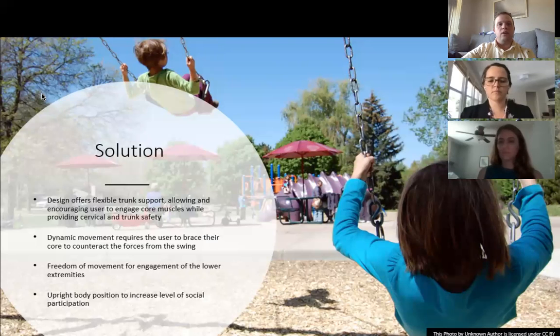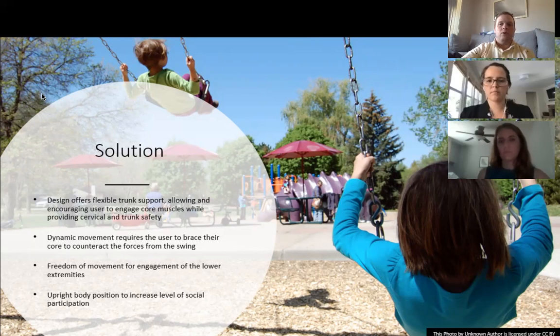So our solution offers flexible trunk support, allowing and encouraging users to engage core muscles while providing cervical and trunk support for safety. The dynamic movement requires the user to brace their core to counteract the forces from the swing, and freedom of movement for engagement of the lower extremities, the swinging that we talked about, and an upright body position to increase levels of social participation.